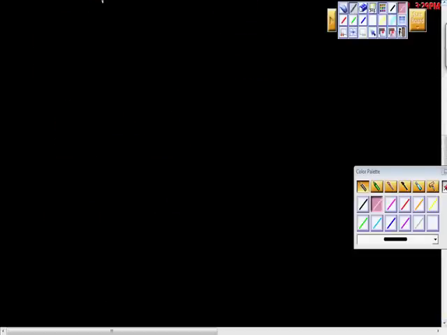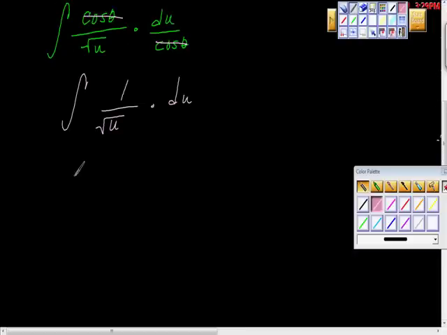So let's see if we can get back to where we just were. And we get the indefinite integral of u to the negative 1/2 power du. And here we can just integrate. So if you don't mind, I'm going to integrate before I get interrupted again.